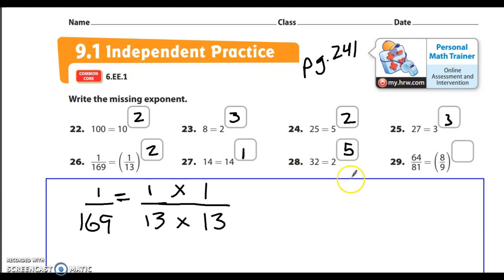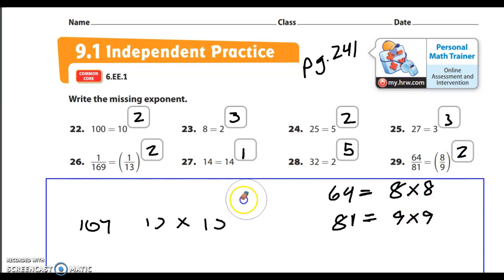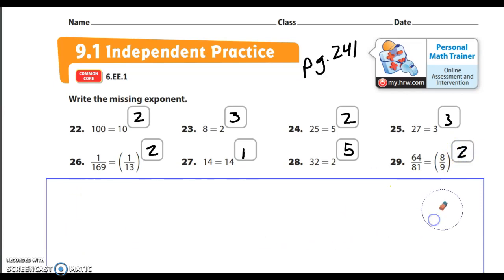It's really similar here for number 29. How many 8's do you multiply together to get 64? It's 8 times 8. And how many 9's do you multiply together to get 81? It's 9 times 9. Well, since there's 2 8's and 2 9's, that just means it's to the 2nd power. All right, good job. Done with the first set. Those weren't too bad. Let's check out the next set.